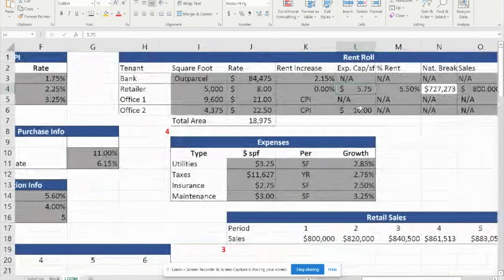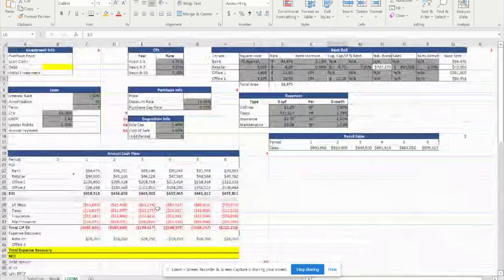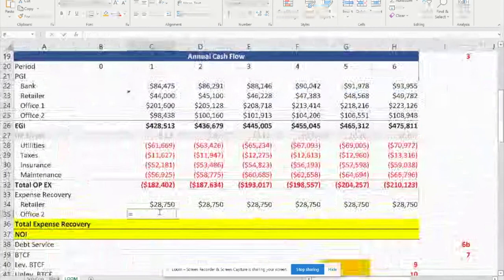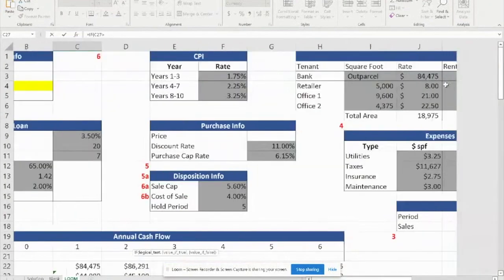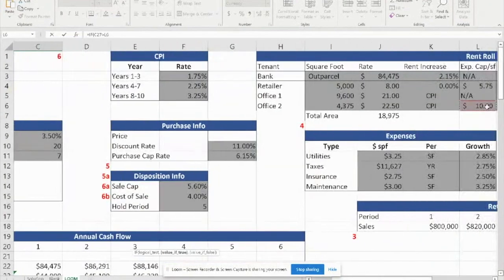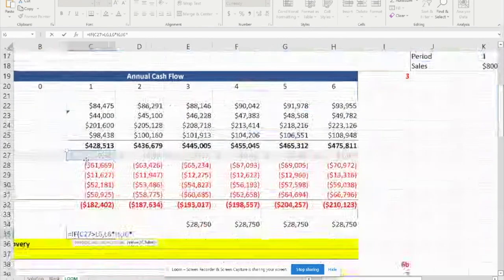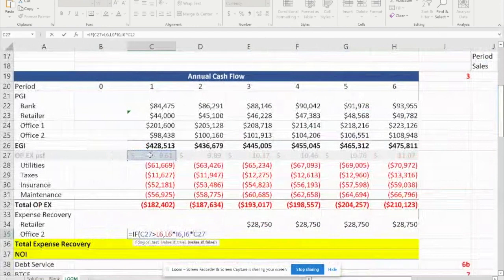Office 2, though, has an expense cap of $10 per square feet. So we're going to do the same formula for Office 2: if the OPEX expense per square feet is greater than this expense cap of $10, then you will multiply the $10 times the square footage for Office 2. If not, it's going to be the square footage for Office 2 times the OPEX expense per square feet. And we're going to go ahead and close the parentheses.